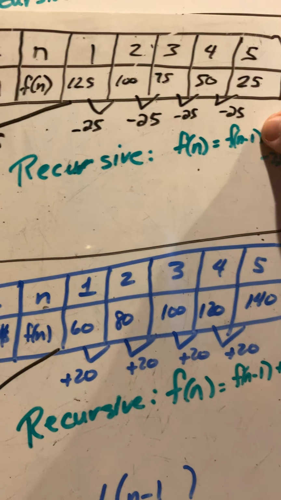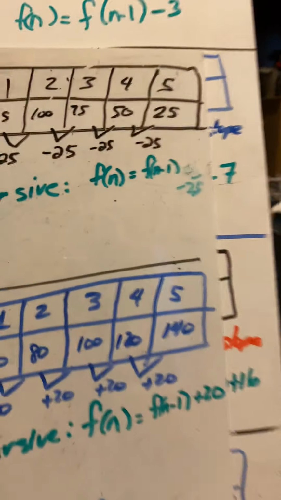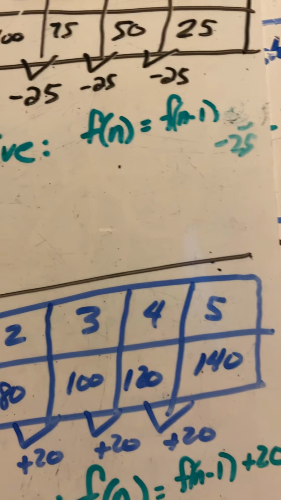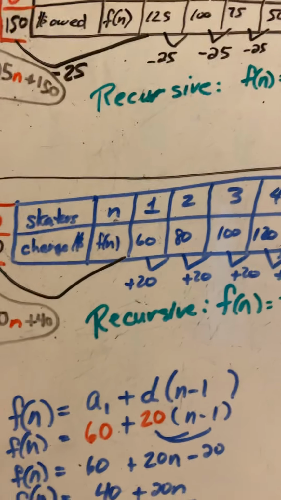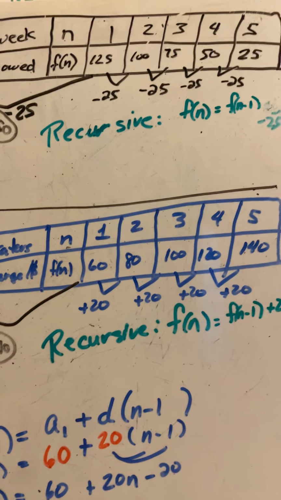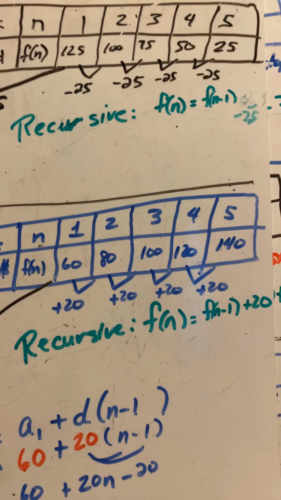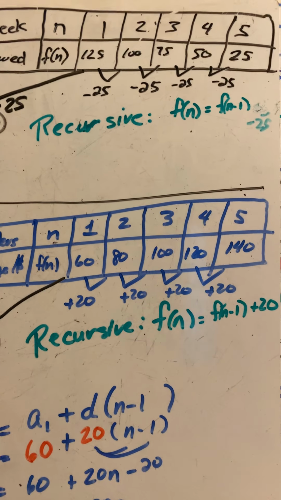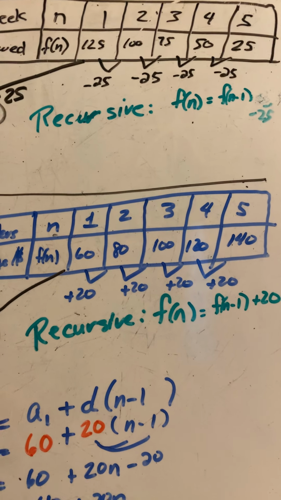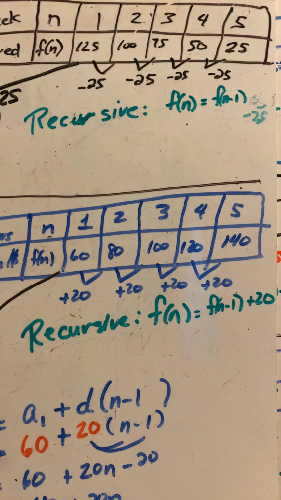Okay. f of n minus 1, minus 25. Apologize for that. Last one here, the recursive sequence is going up 20, up 20, up 20. And so f of n equals f of n minus 1 plus 20. And that would be the recursive formula.